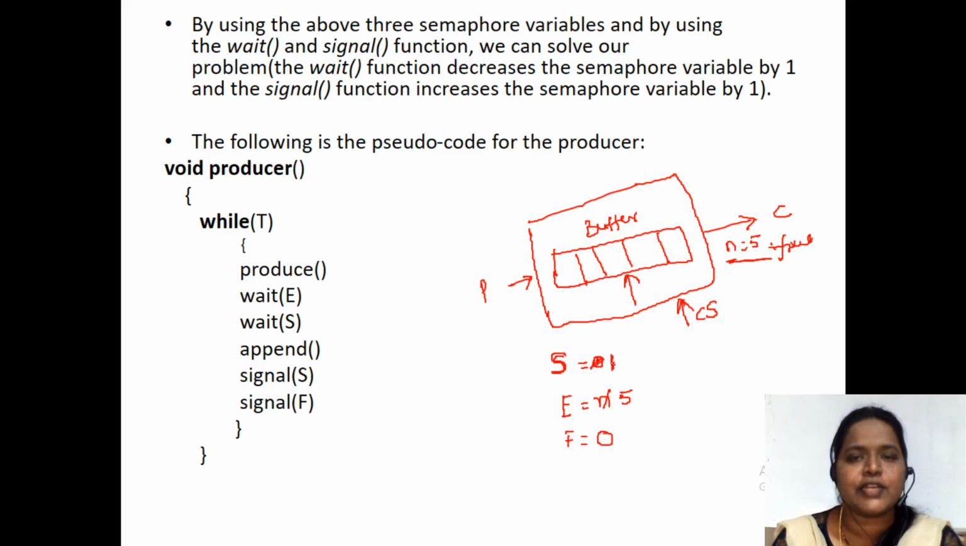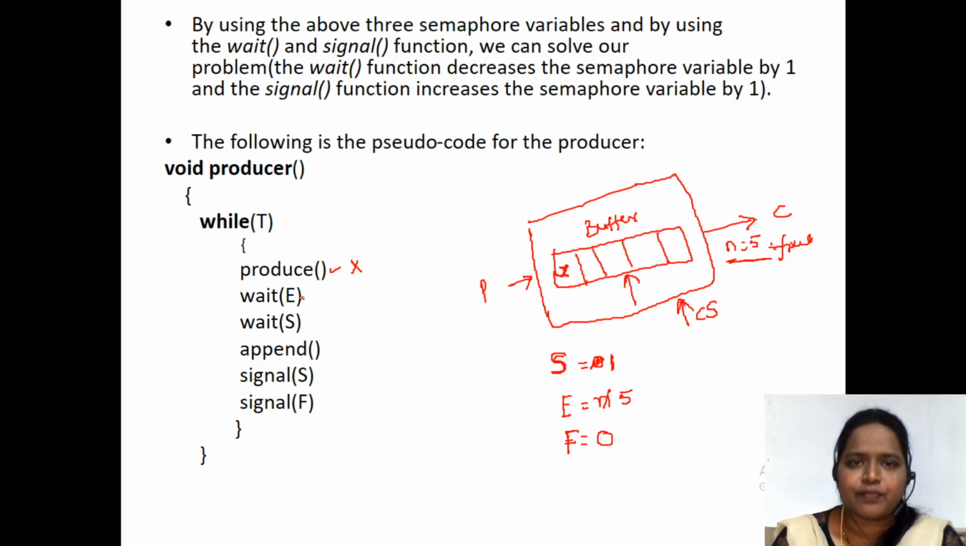Initially it is initialized with 1, and the number of full slots is 0. Why? Because there is no item, so full = 0. Now see the code. While true, so it keeps on producing, because the condition is true. The producer wants to produce an item, so he produces some item X. That means we have to keep that item X onto the buffer.